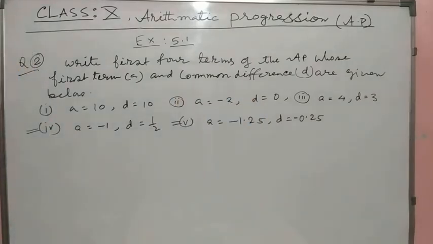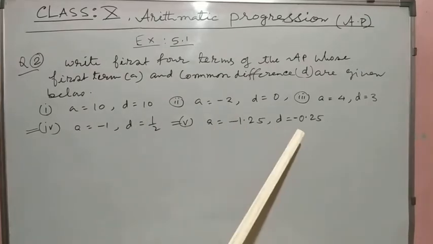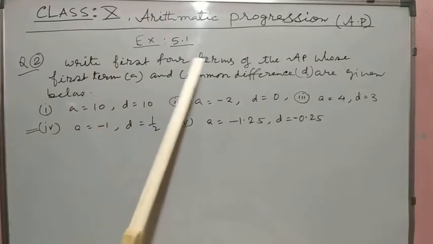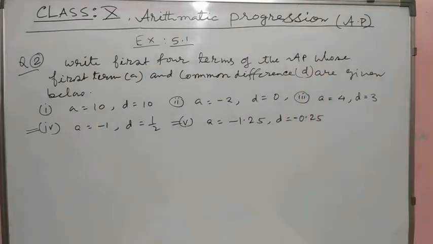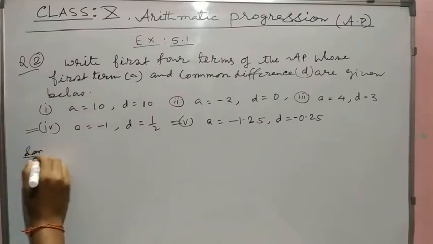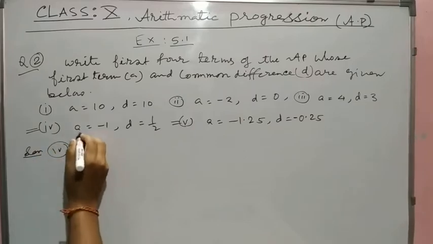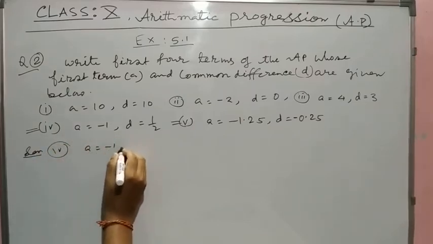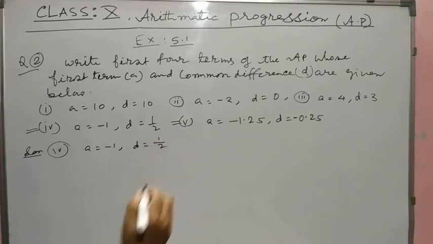So here you are given first term and common difference. So you have to write down first 4 terms of the AP. First 4 terms means first term, second term, third term, fourth term. So I am solving question number 4. Solution question number 4. First term A equal to minus 1, D equal to half. So we are going to find out first 4 terms.